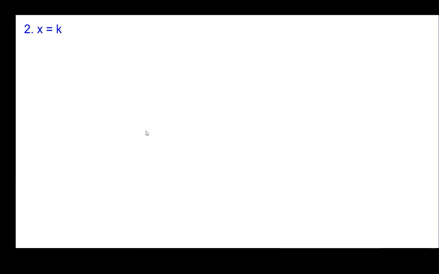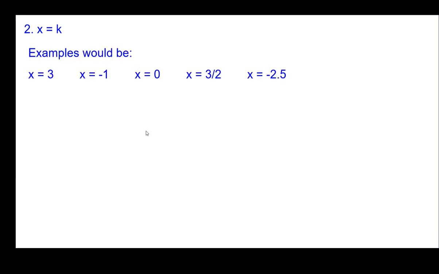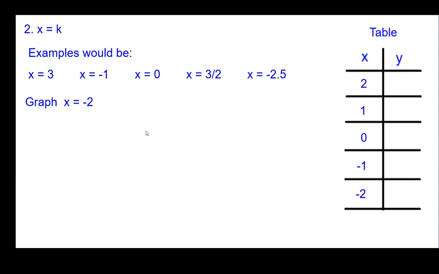Second, x equals a constant. I use a different letter just to emphasize constant. Examples here. Notice again, no y variable in any of these equations. So the graph for x equals negative 2, again, we would start by just reviewing this in case you need to, making a table. And oops, I can't put in those values for x.